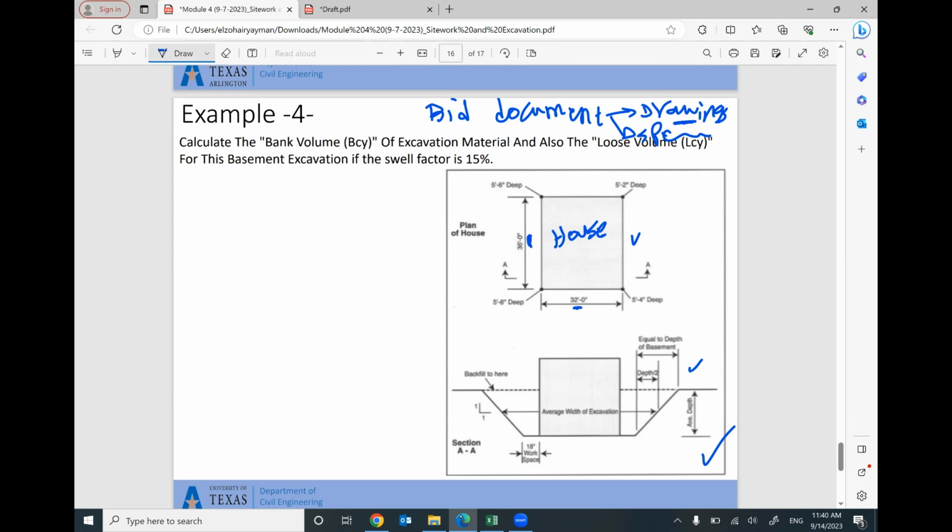Looks like the 32, which is the actual width of your house, will be extended by 18-inch workspace. And then I will do slope of your excavation like this, one by one. What is the meaning of one by one? I mean, if you move horizontally one, I have to move vertically one until you reach to the ground surface. So this is the volume that needed to be excavated in this direction and also in this direction.